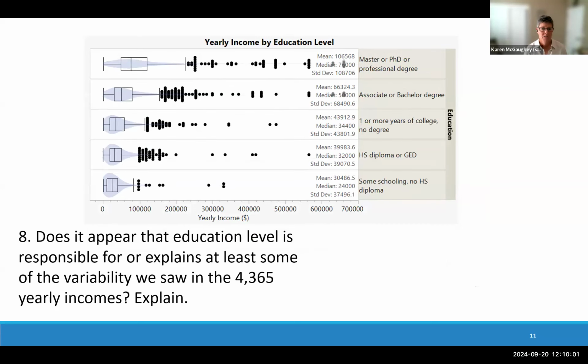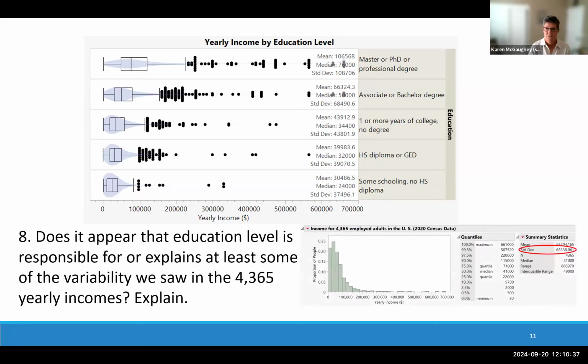And then the next question: does it appear that education level is responsible for or explains at least some of the variability in those yearly incomes? So this is a harder question. What do we mean by education level is responsible for or explains at least some of the variability? What would you point to for this question? What would we look at to think about whether education level explains some of the variability?